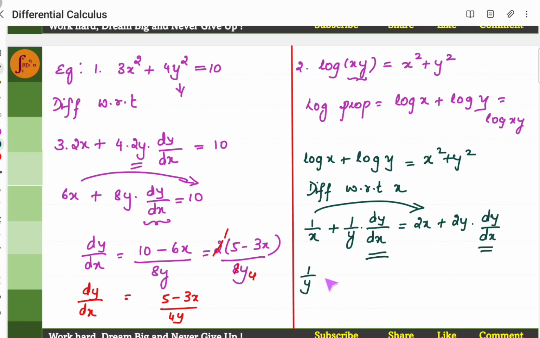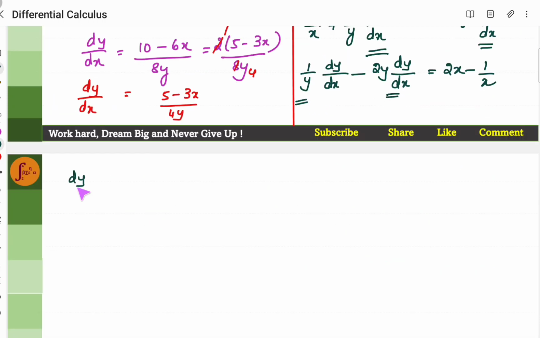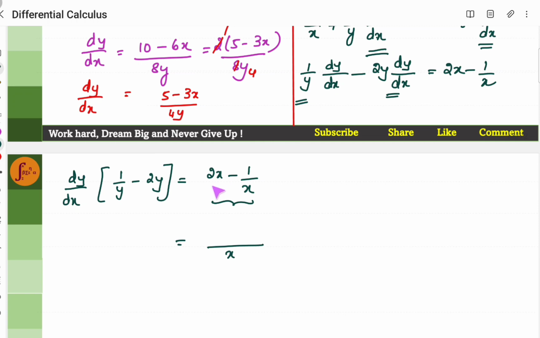So we'll get 1 by y dy by dx minus, I'm bringing this here, 2y dy by dx is equal to, I'll take 1 by x to the other side, you get 2x minus 1 by x. So now I'll take dy by dx as common. So I'll get dy by dx into 1 by y minus 2y is equal to 2x minus 1 by x. Now I'll take LCM here. So x is the LCM, right? So this will be 2x square minus 1 by x. This is dy by dx into, again let me take LCM here. So this will be 1 minus 2y, LCM is y. So it will be 1 minus 2y square by y.